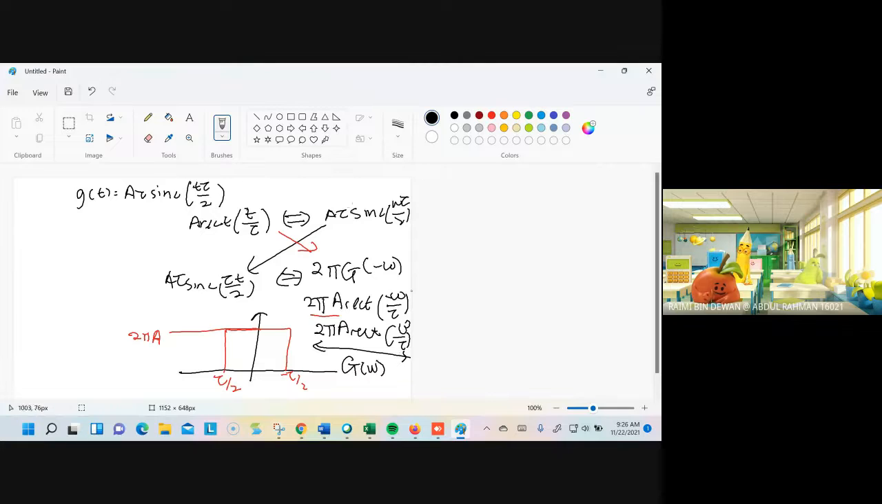So you can see, right, first you have rectangular, then in frequency domain you have sinc. For duality, you have sinc in the time domain, then you are going to have the corresponding frequency domain in rectangular.